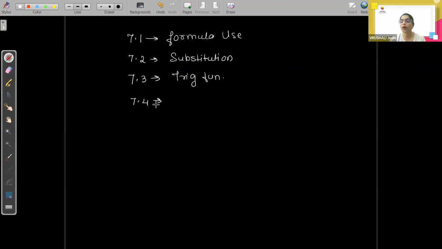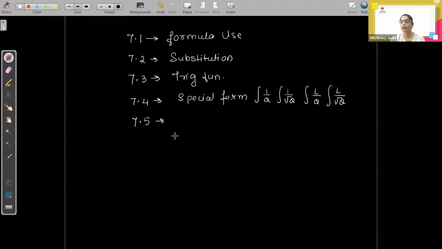7.4 उसके दो पार्ट में आपको वीडियोस बनाए हैं मैंने, which are those special form of functions. कौन से फॉर्म थे वहां पर? It was integration of 1 by q, integration of 1 by root q, integration of L by q, and integration of L by root q. Correct? And then last exercise we did, which was 7.5, which was based on integration by partial fractions.